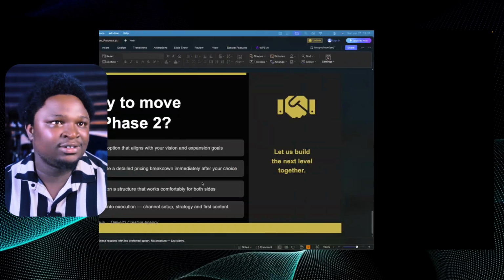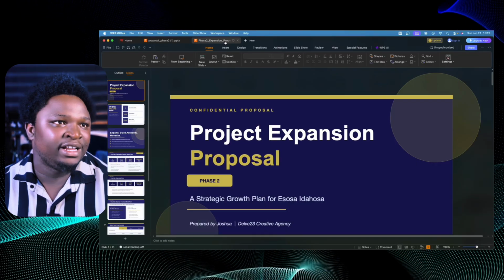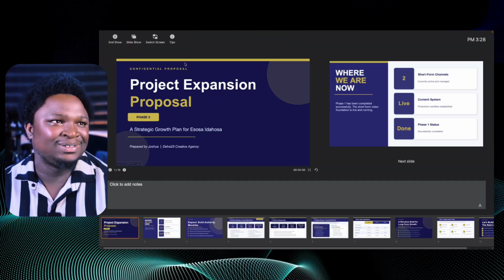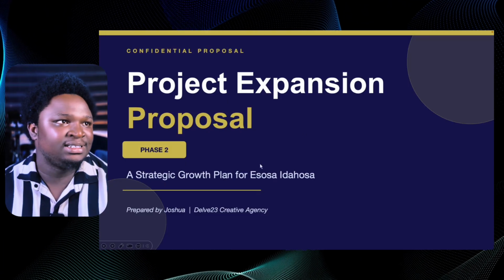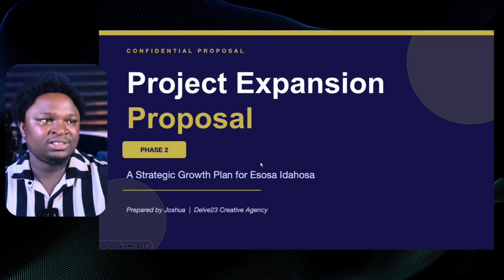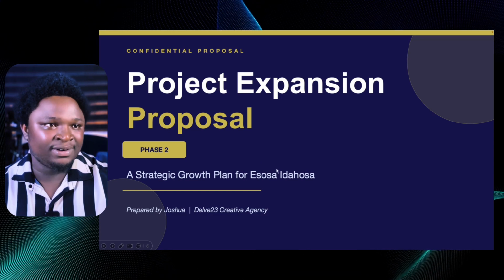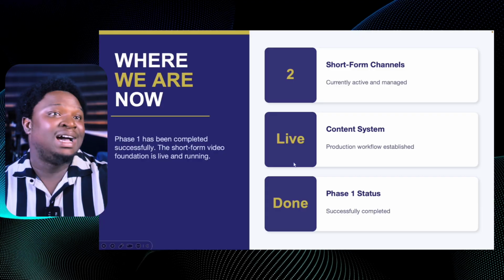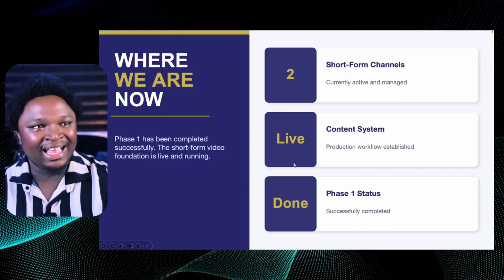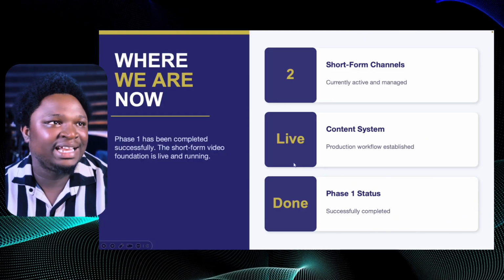So let's check the second slide and see what we have there. It looks like this second slide is more polished. I like the second slide. I don't know about you, but this is our second slide and we can check it. Project expansion proposal. This is phase 2, a strategic growth plan for SSI, the host, which is the client. And you can see other stuff here, where we are now. I love this. I love this.